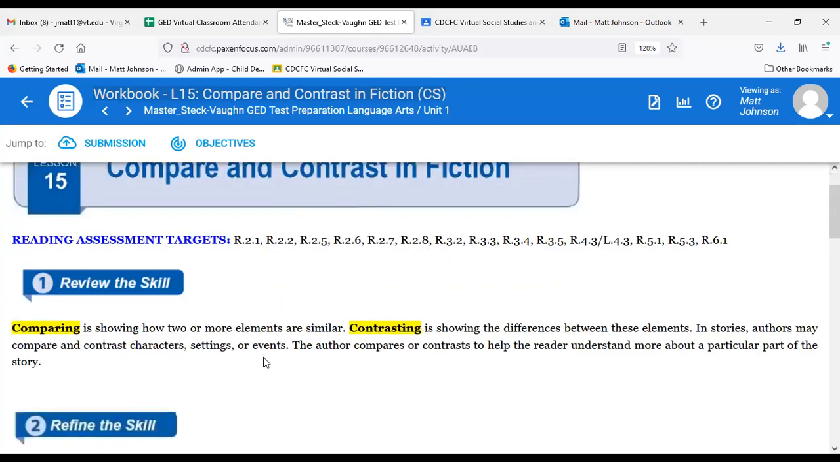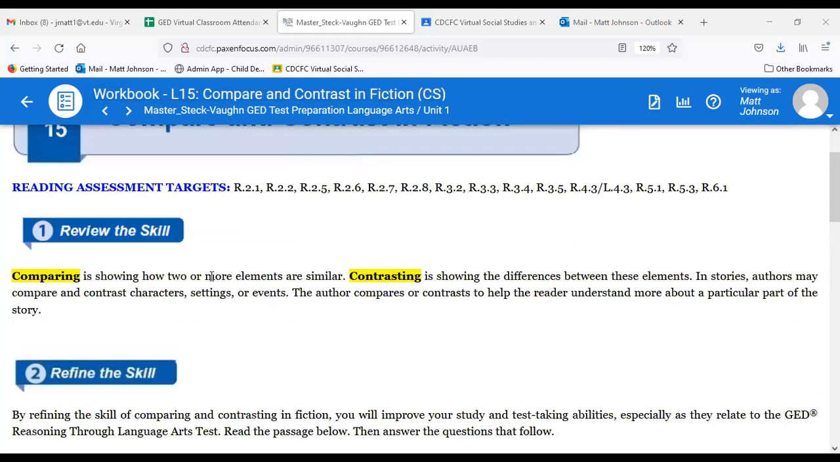So again, continue with the comparing and contrasting. Comparing, showing those similarities, contrasting, showing those differences. We use those signal words to help us along. And then, like it says here, the author compares or contrasts to help the reader understand more about a particular part of the story. And as I mentioned, a lot of times it's about differences in characters. So Gloria and her husband, for one, right?